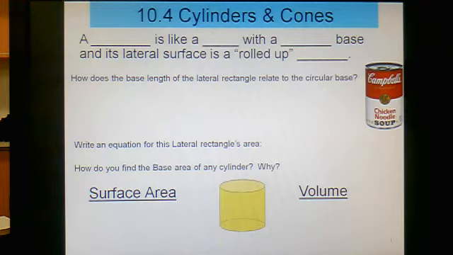This is a 2-day section on cylinders and cones. We're primarily going to look at cylinders. The homework for tonight is only going to be cylinders. So I'd really like to start off with a simple concept that you have to get your head around.